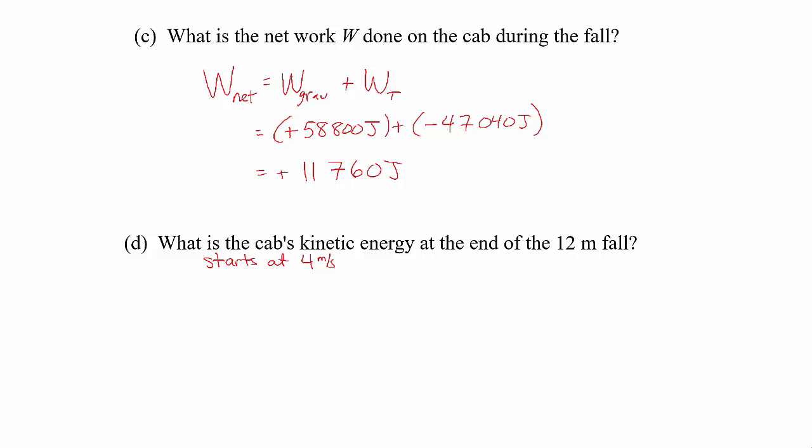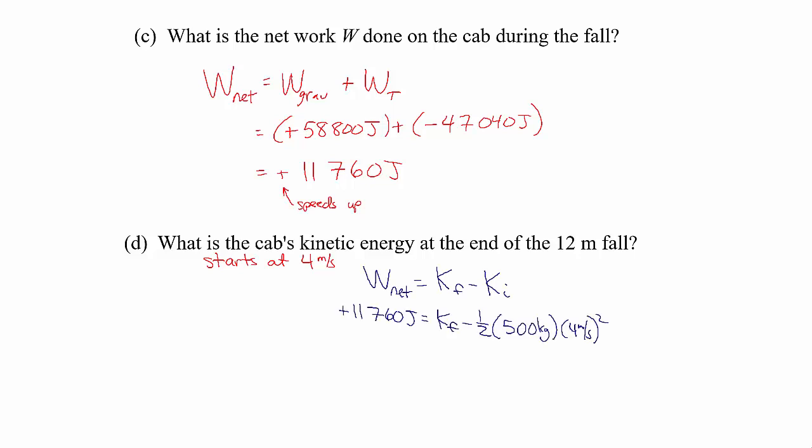And if we wanted to calculate the kinetic energy that it has at the end of the 12 meters, again, this is something where we could have used kinematics. There's a constant acceleration, and so we could go through and find what the speed is from that. But looking at this from a work and energy point of view, the net work done is positive 11,760 joules. That net work done has to equal the change in kinetic energy. Positive 11,760 joules equals the final kinetic energy minus the initial kinetic energy.